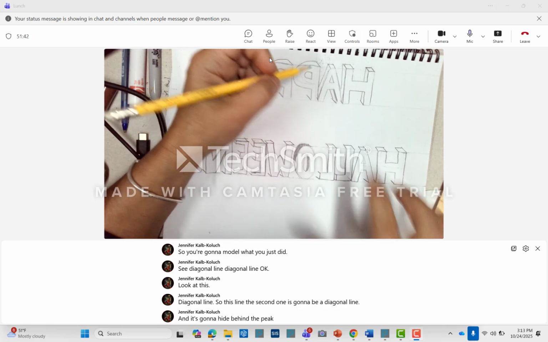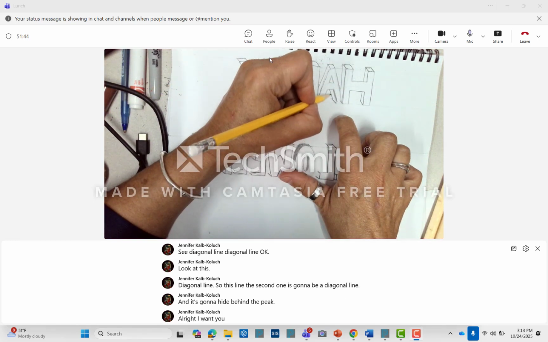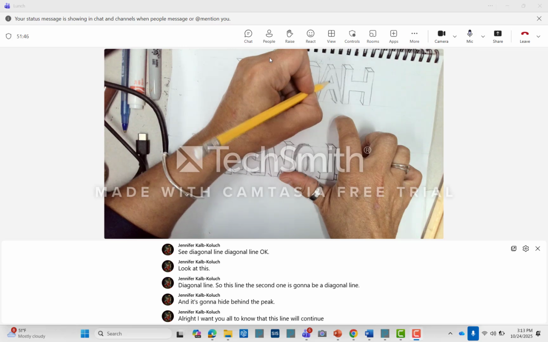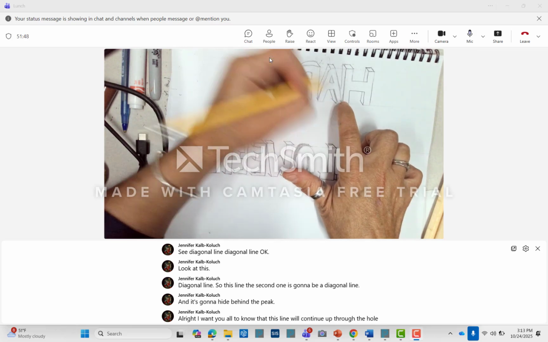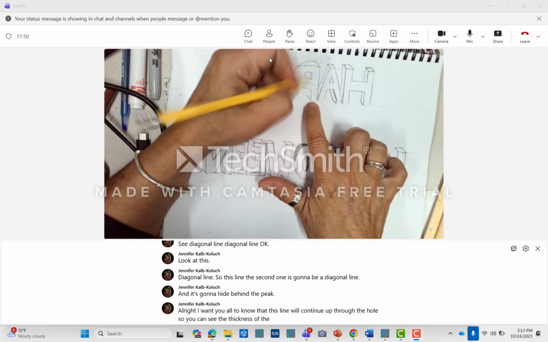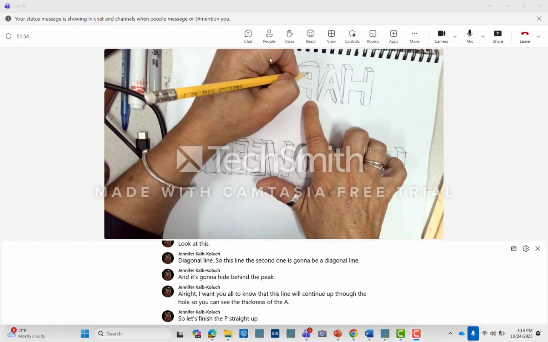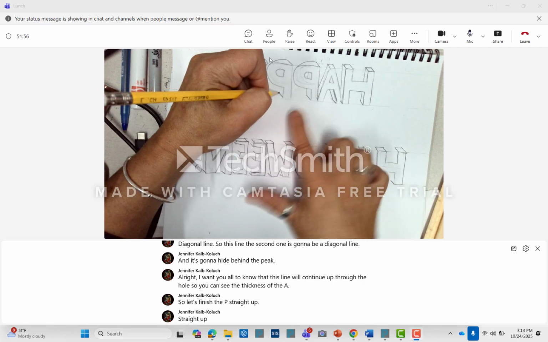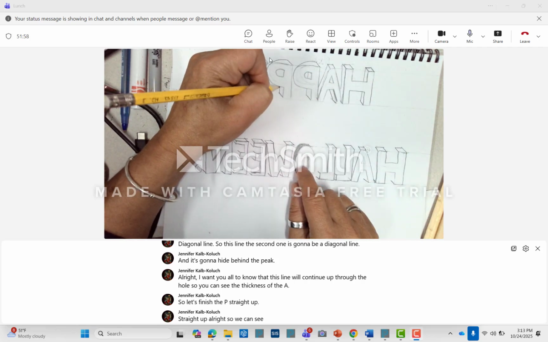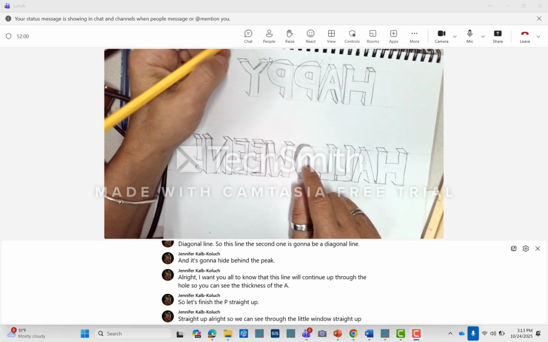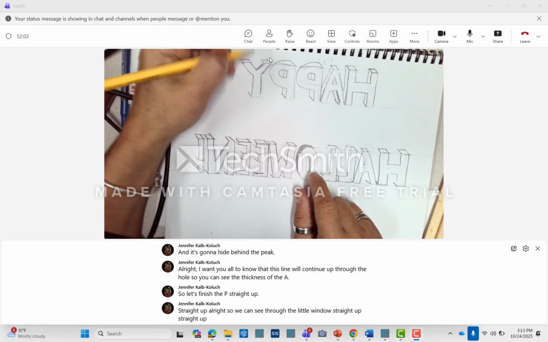All right, I want you all to know that this line will continue up through the hole, so you can see the thickness of the A. So let's finish the P, straight up, all right, so we can see through the little window. Straight up, all right.